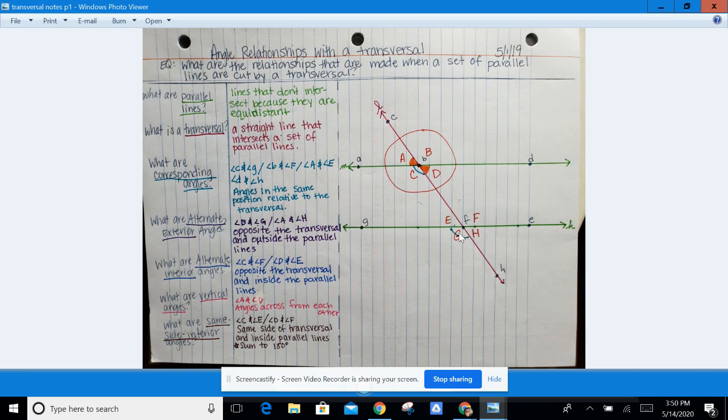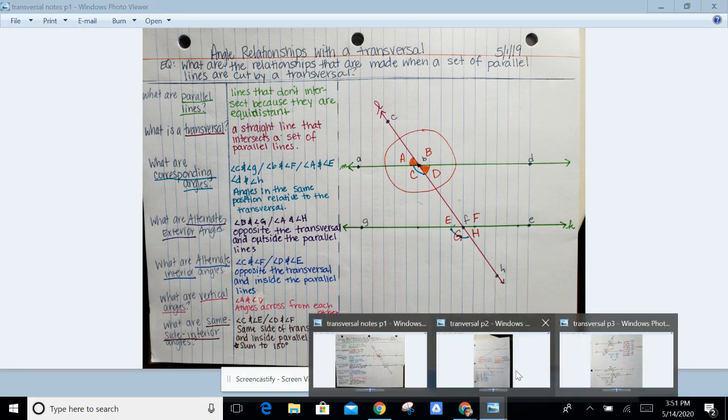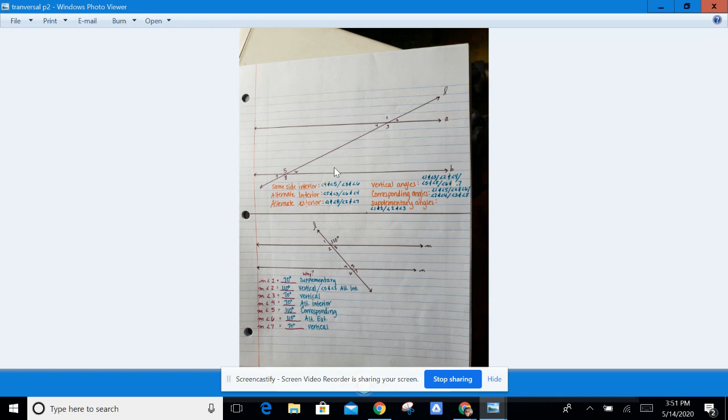Okay, so this is page 1 of the notes. Page 2 is an example. It's just a pair of parallel lines with a transversal. I was showing you which ones are same side interior, which ones are alternate interior, which ones are alternate exterior, which ones are vertical, which ones are corresponding, and which ones are supplemental or supplementary.